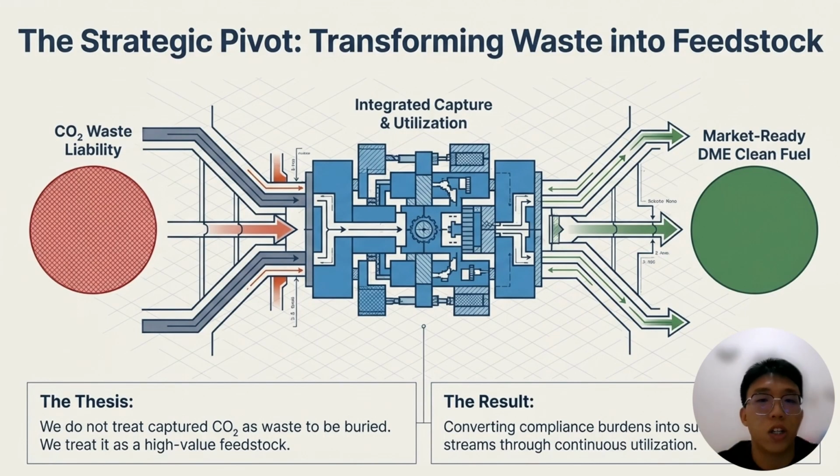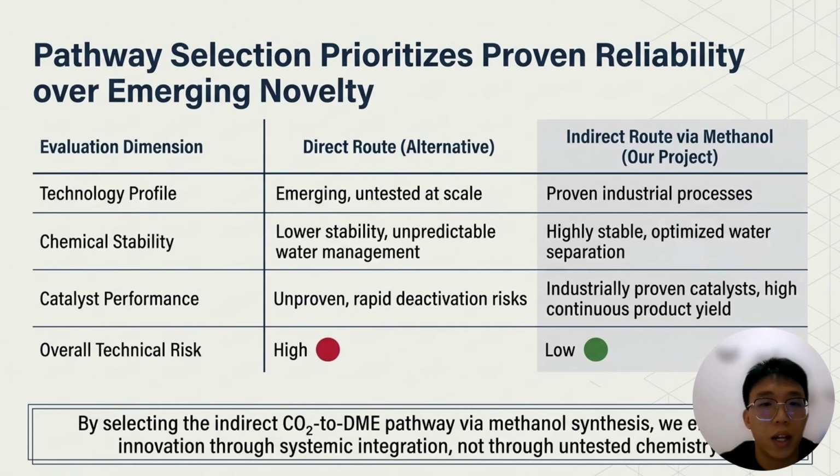To overcome these challenges, we shift the perspective. Instead of treating carbon dioxide as waste, we treat it as a high-value feedstock for fuel production, which is dimethyl ether, a clean fuel with 99% purity. We adopted an indirect carbon dioxide to DME pathway via methanol synthesis, which is a mature and scalable process. Compared to direct conversion, this route is more stable, uses proven industrial catalysts, and significantly reduces the technical risk.